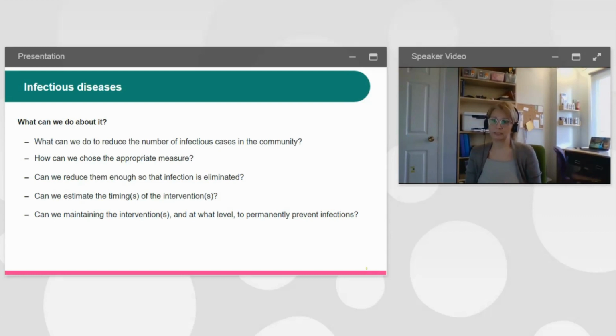And here I have a list of questions that are commonly asked when it comes to controlling and preventing the spread of infectious diseases. Some of them are, for example, what can we do to reduce the number of infectious cases in the community? What measures need to be applied, and how can we choose the most appropriate measure to apply? Can we reduce them enough so that infection is completely eliminated? And specifically, can we estimate the timing of each intervention? And in the end, can we maintain the intervention at a level to permanently prevent the future infection of the disease?